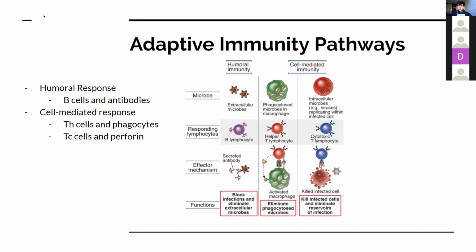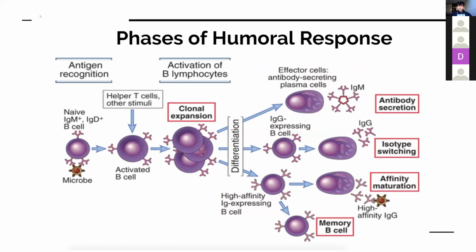These are just your 2 adaptive immune pathways, kind of summarizing and bringing it back. So your humoral response, which is B cells and antibodies, and your cell-mediated response, which is your T helper cells and T cytotoxic cells and stuff like that. Next. All right, these are the phases of the humoral response again, the clonal expansion and the antibody secretion. These are just to help you really get into your head because a lot of it's memorization. All right, cool, next.